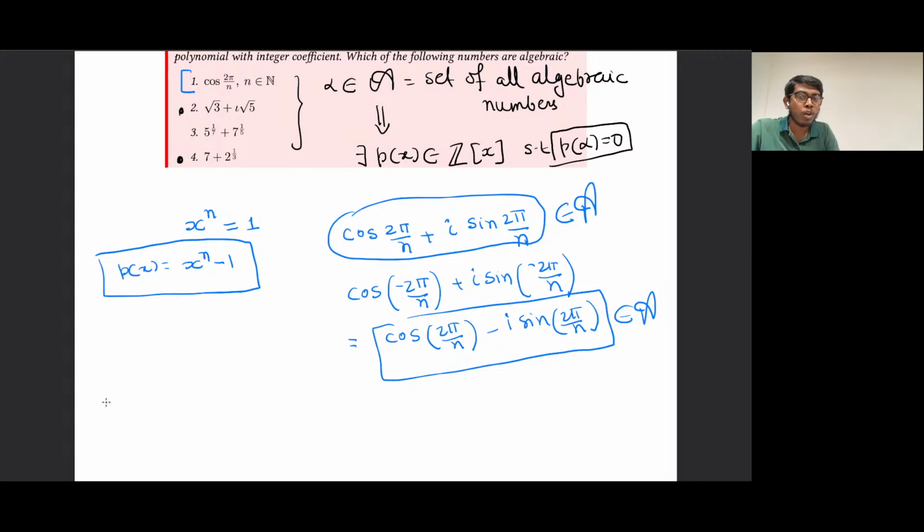Because then we'll be getting 2 times cosine 2 pi by n, and then we need to show that the scalar multiple of an algebraic number is also an algebraic number. Then we are done. Then it will show that this is an algebraic number, and it will help to show all these options.